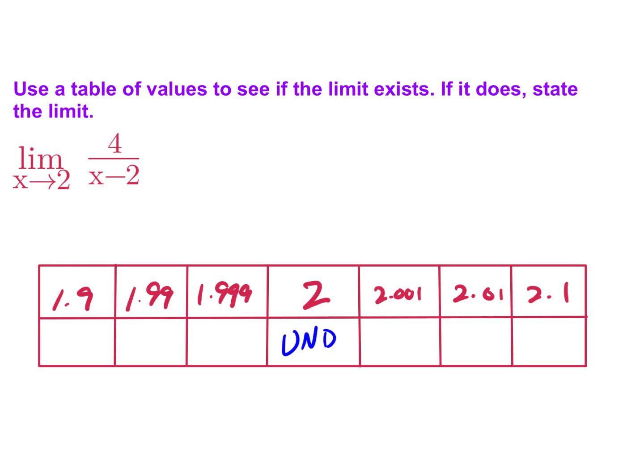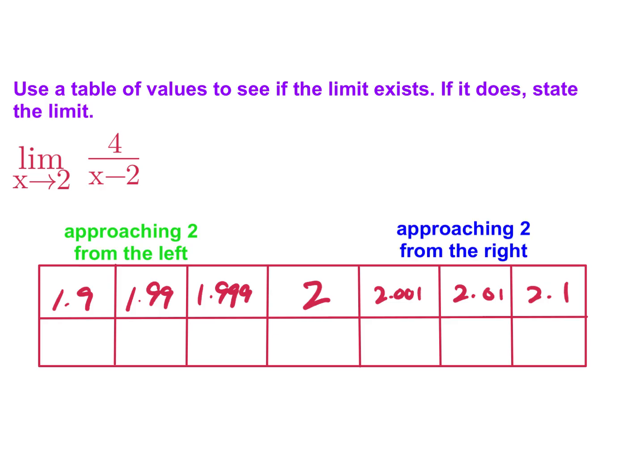It's an excluded value. Now, what we can see here is that we are approaching from the left. 1.9, then we get a little closer, then a little closer, not quite to 2. So this would be approaching 2 from the left. This would be approaching 2 from the right. I get a little closer, I get a little closer. So we're approaching from both sides of 2. Now, I understand you guys have done tables of values like this before, yes? Okay, so let's fill it out.